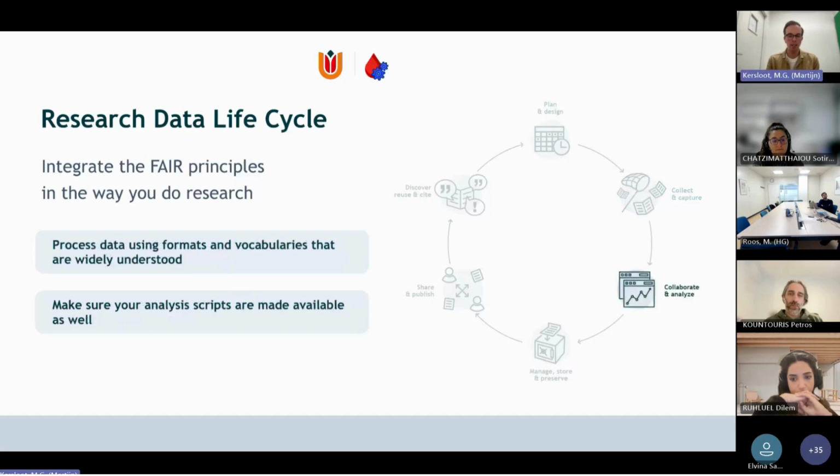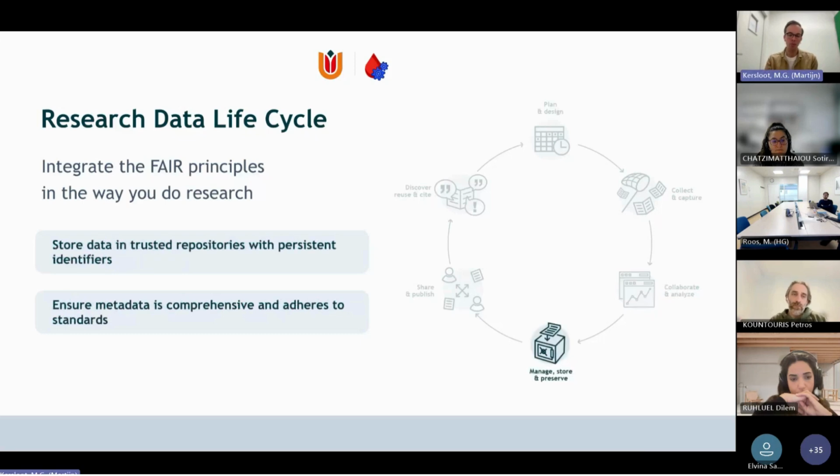If you're going to analyze your data afterwards, make sure that you process your data using formats and vocabularies that are widely understood. So no CSV files with questionable column names, but try to link that to domain-specific standards. We'll go over how to do that in future webinars. And then also make sure that your analysis scripts are made available as well. Not really part of the FAIR principles, but it really adds to the reusability of your data.